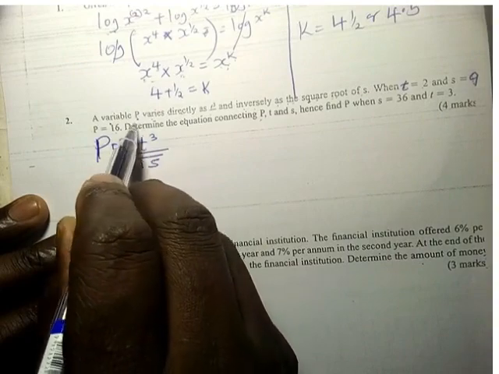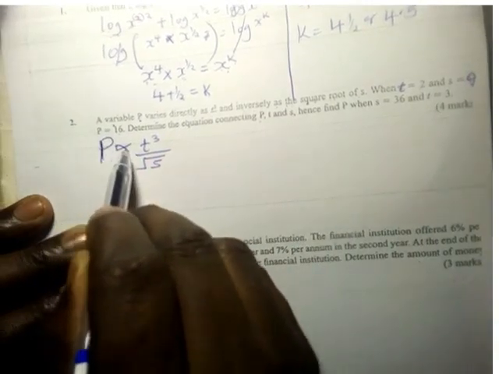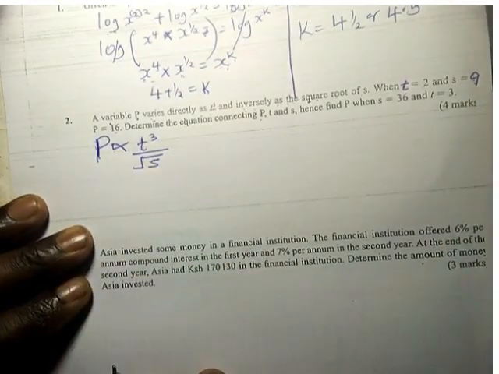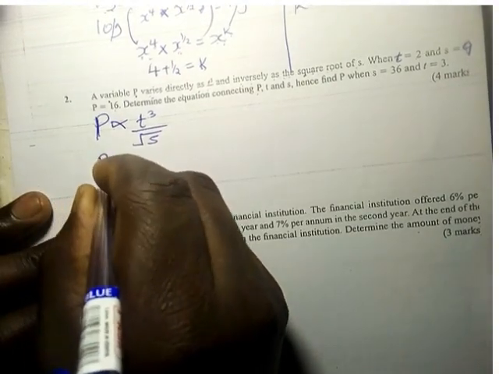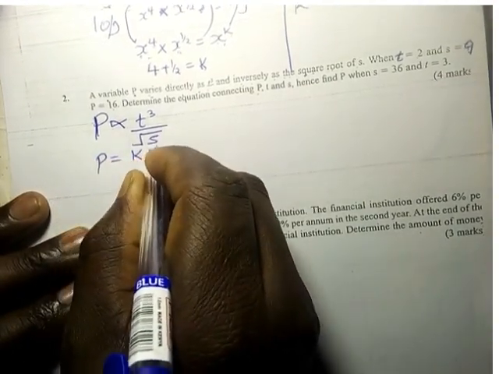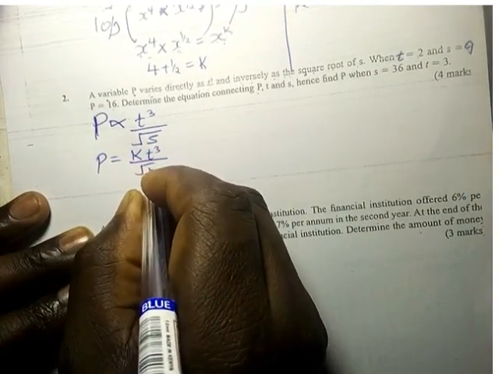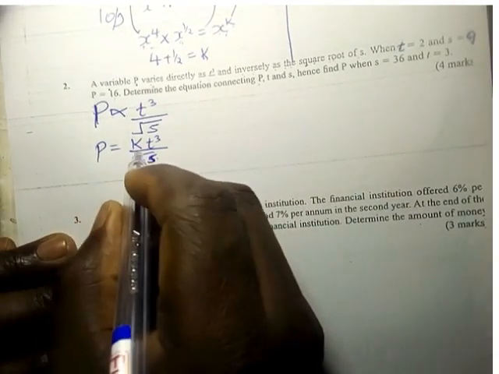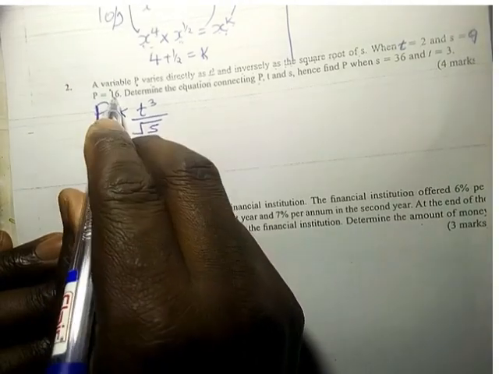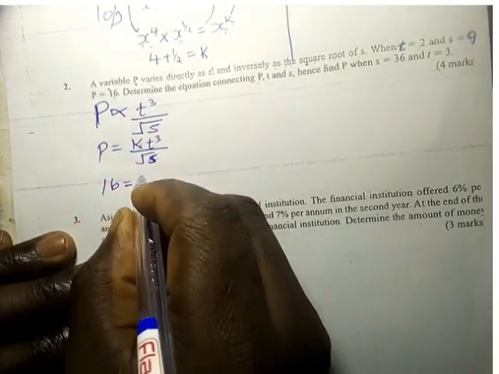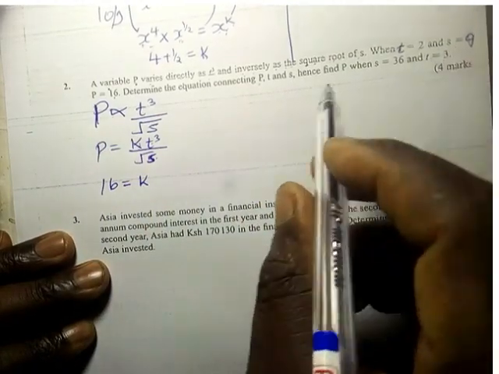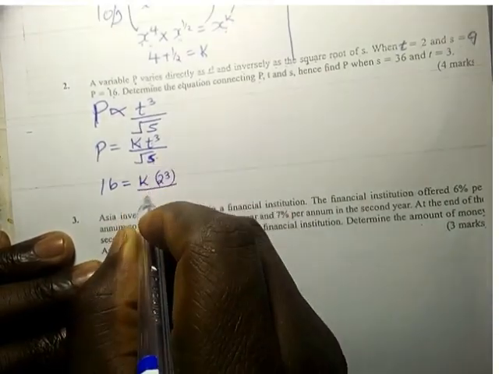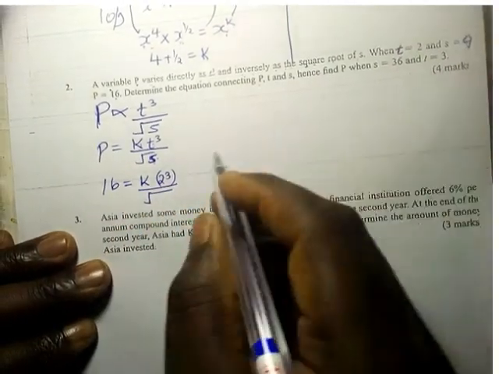So this is what it means. This information means p varies directly as t cubed and inversely as the square root of s. So p is equal to, introducing a constant k, k t cubed over square root of s. So now we want to find the value of k when p is 16. So p is 16, k we don't know, t is 2. So we have 2 cubed divided by square root of s. Square root of s, that is 9.